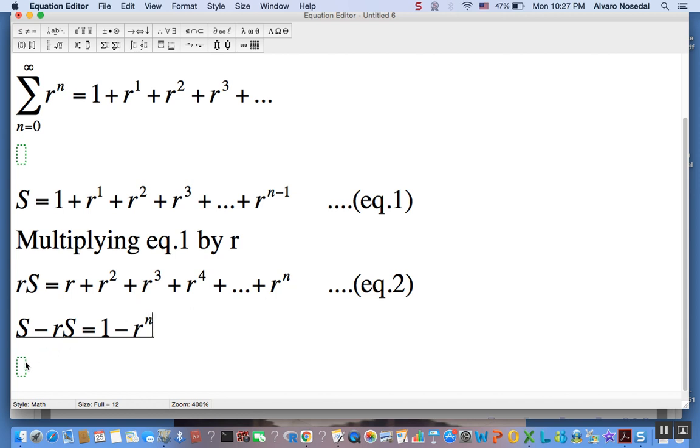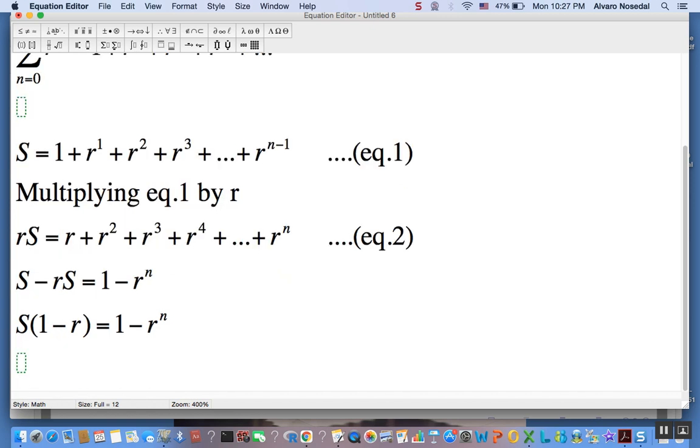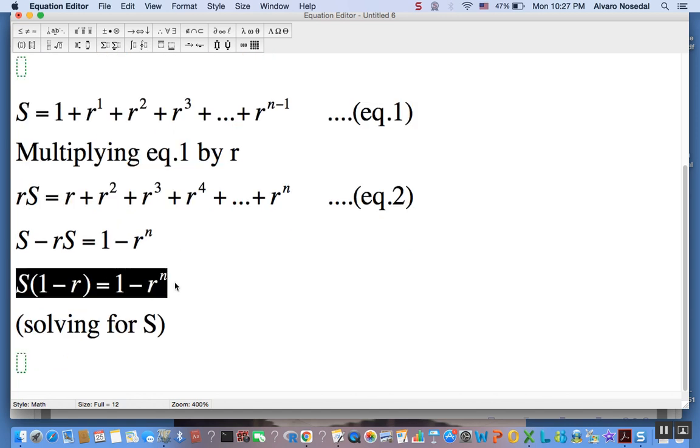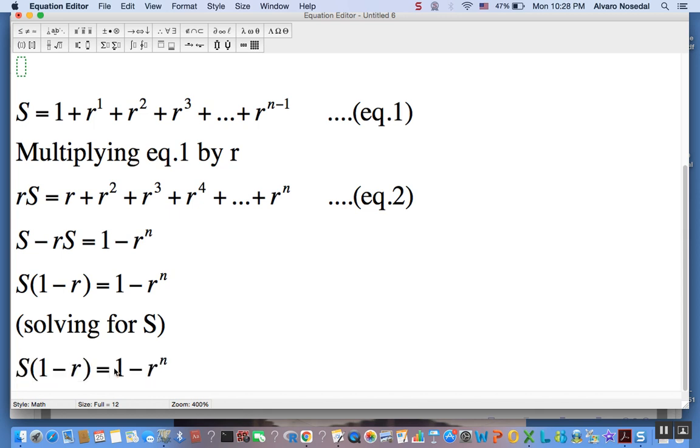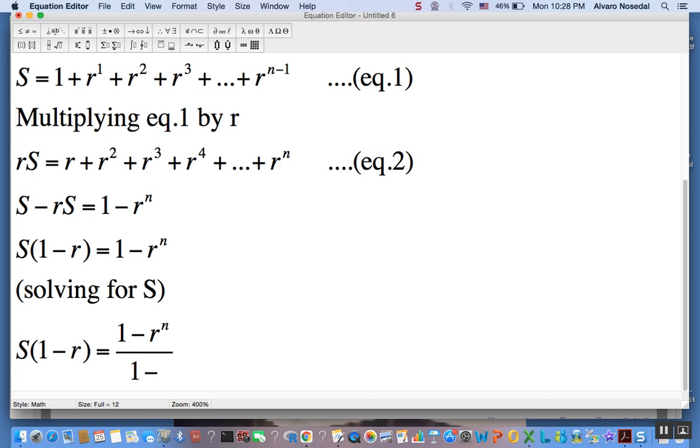Okay. Now, let's factor out that s on the left hand side of the equation, so it would be 1 minus r, right? That's exactly the same. We're just factoring out that s and then solving for s, what we end up with is 1 minus r to the power of n divided by 1 minus r. Okay?